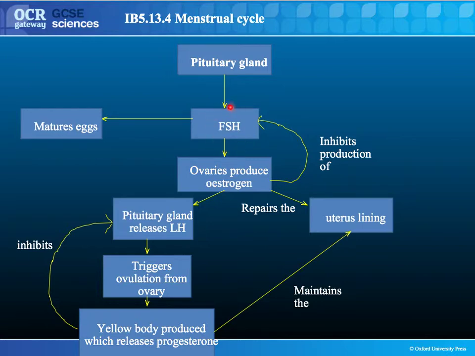So FSH triggers the release of estrogen, and estrogen inhibits the release of FSH. This is an example of negative feedback. The same applies to LH triggering ovulation, which releases progesterone, the yellow body, which again inhibits LH. This is another example of negative feedback.